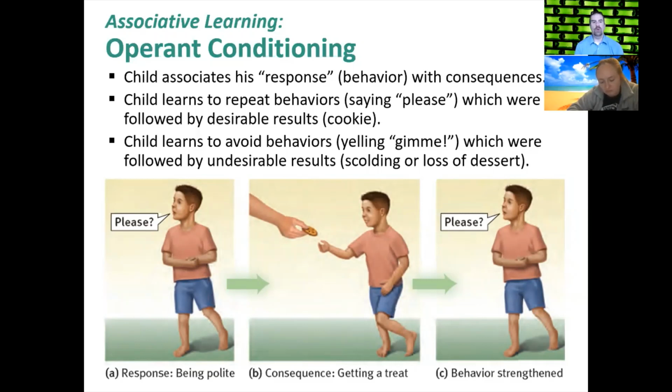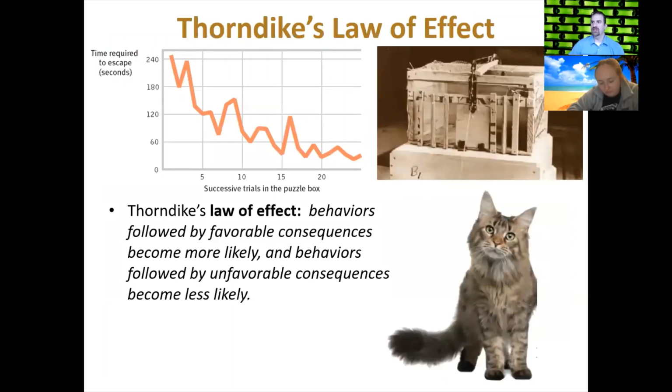Okay. So let's start unpacking operant conditioning a bit more. The first way that we're going to do this is starting to think about Thorndike's law of effect. Okay, so unfortunately, guys, again, another label of a theory that isn't the most helpful for us. So Thorndike's law of effect is this argument that behaviors followed by favorable consequences become more likely, and behaviors followed by unfavorable consequences become less likely.